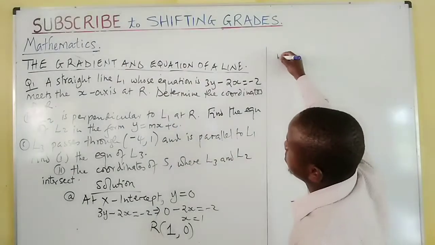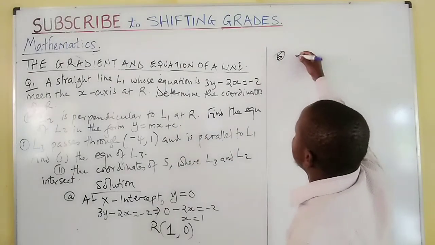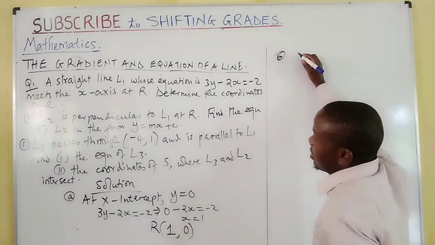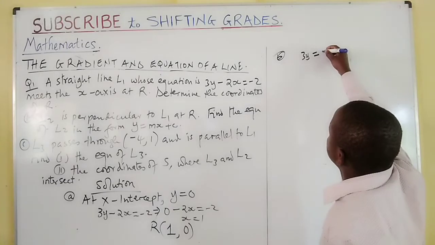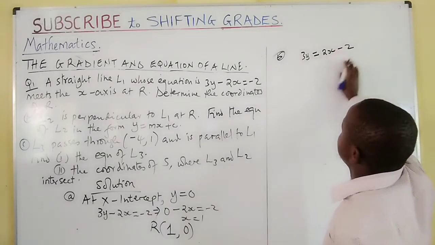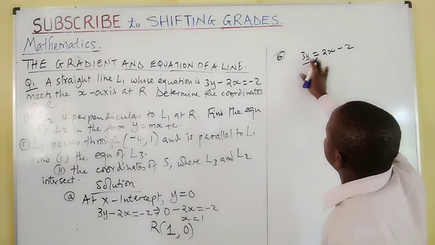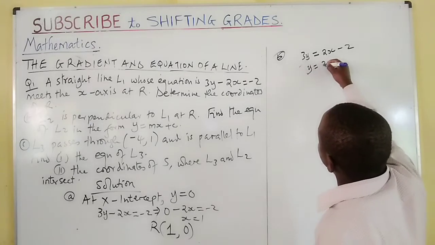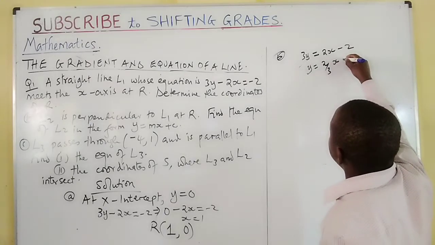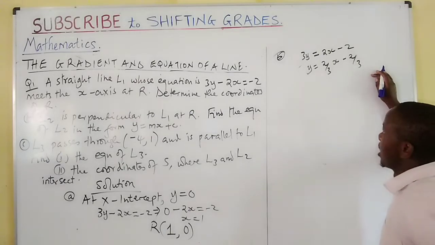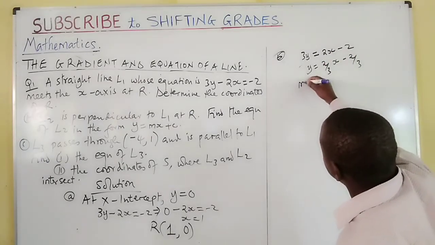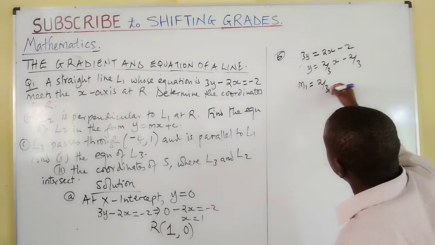Meaning that now we can get the equation for L1 first of all by rearranging so that we have 2x minus 2 on this side. Then we divide through by 3. y is equal to 2 over 3 x minus 2 over 3. So when an equation has been arranged this way, the value here is the gradient. So m1 is 2 over 3.